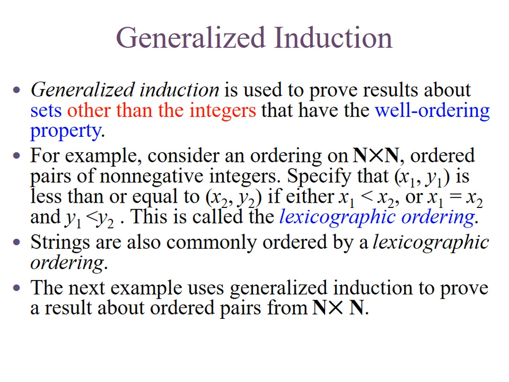So we usually use generalized induction to prove results about sets other than integers. That means we don't prove the properties for integers. Instead, we prove the property of a set of other elements. Those elements have the well ordering property. Okay, so let's see what the well ordering property is. We have ordered pairs, which are constructed from numbers. So let's see how we specify the order of ordered pairs using integers.